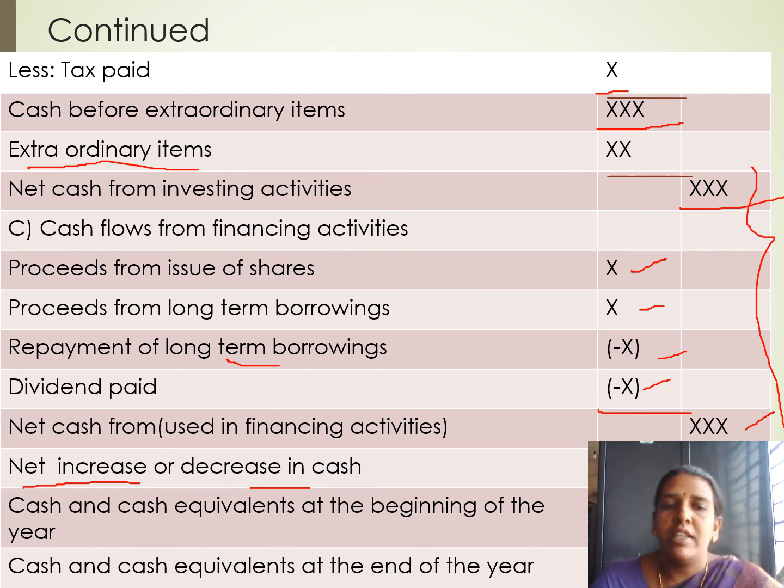So if there is an increase in cash, we will add this one to know the closing cash balance. And if there is a decrease in cash balance, we will deduct it from the cash and cash equivalent at the beginning. Then we will get the cash and cash equivalent at the end of the year. Dear students, these are the methods for preparation of cash flow statement as per Accounting Standard 3 revised.